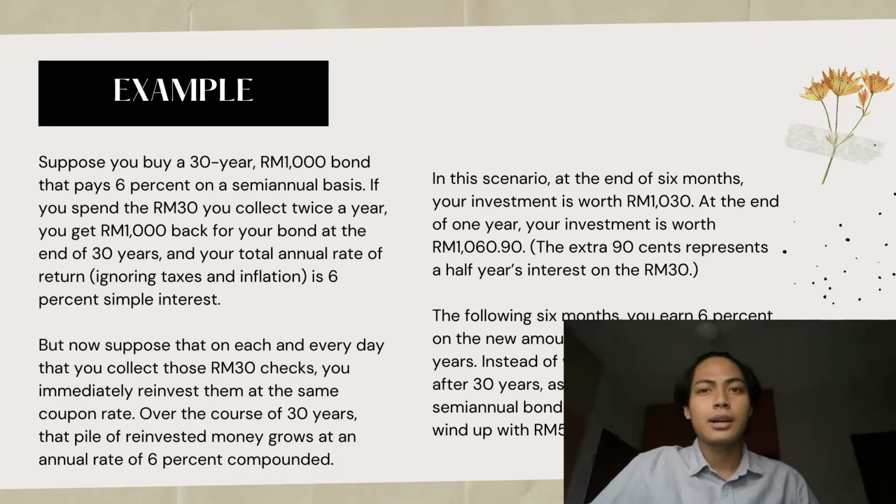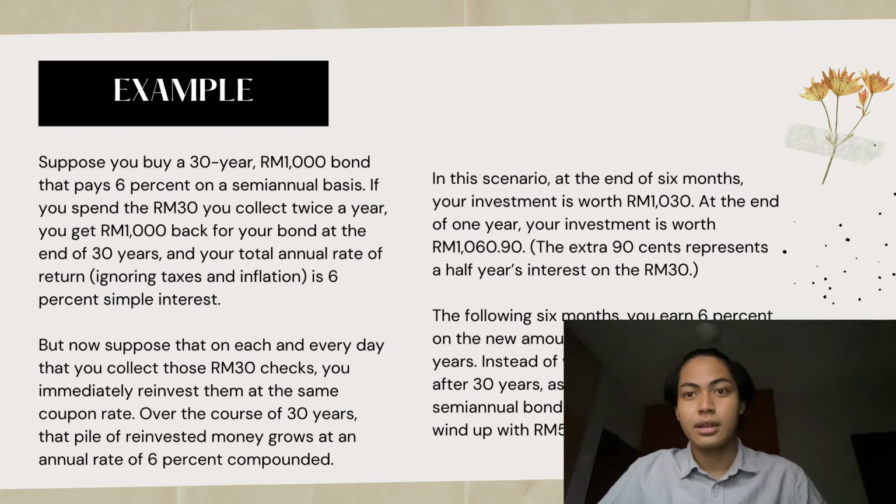Instead of winding up with 1,000 ringgit after 30 years, as you would if you spend the semi-annual bond payments, you instead wind up with 5,891 ringgit and 60 cents, and that is almost 6 times as much.